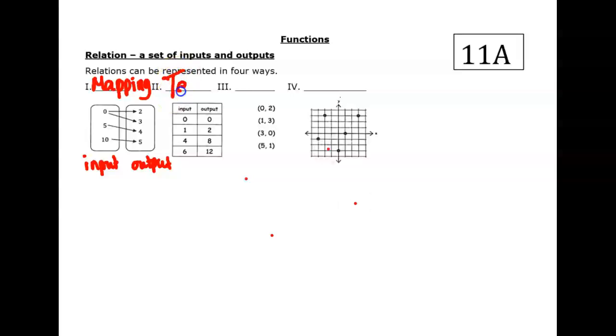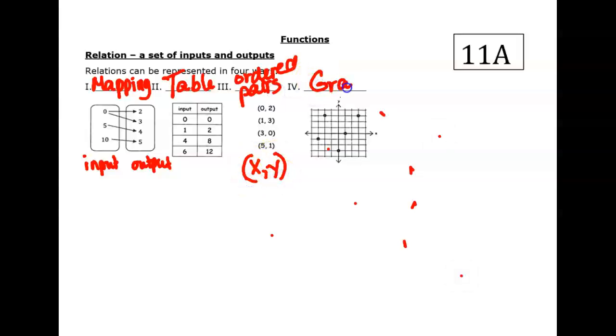So the table. Again, the inputs and the corresponding outputs are listed. We've seen it before as ordered pairs, where we have our x value and then our y value. So your input is your x value and your output is your y value. And then we've had graphs, and the ordered pairs are represented on the graph.